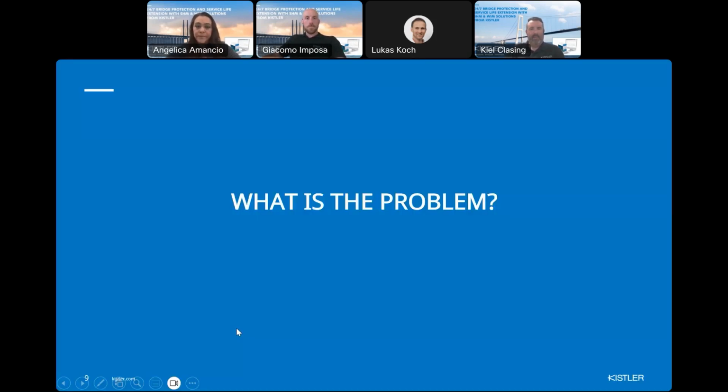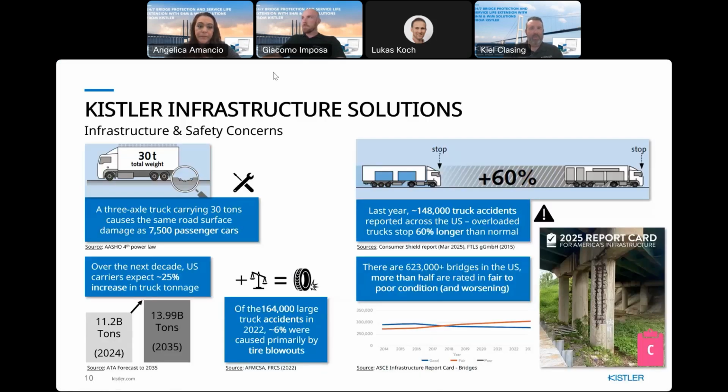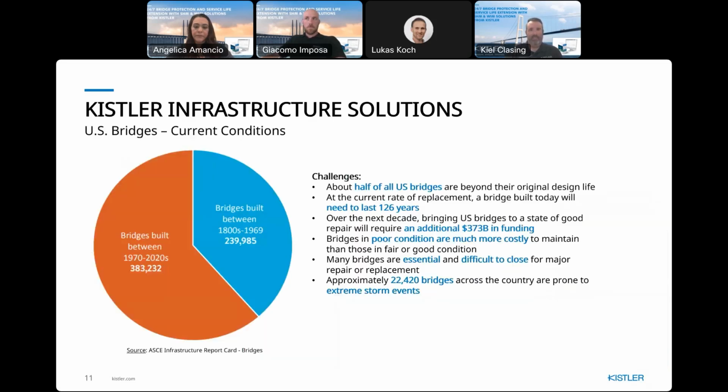Thanks, Angelica. So just to touch on what is the specific problem that we're trying to address. As you can see on this slide, growing traffic can lead to road safety and infrastructure concerns. For example, overweight trucks have longer stopping distances and are more likely to have tire blowouts, which can be very dangerous, as I'm sure we've all seen on the road. Freight movement also continues to increase each year, while the condition of our infrastructure continues to worsen. As you can see on the lower right, more than half of all U.S. bridges are in fair to poor condition, an issue that's amplified by overweight vehicles. Now let's take a closer look at bridges in particular on the next slide.